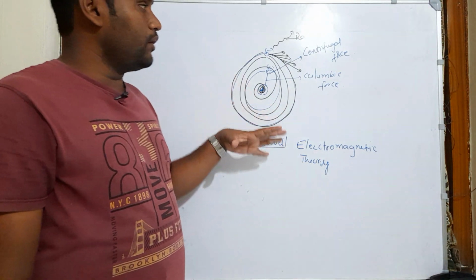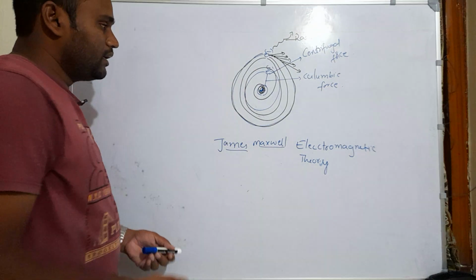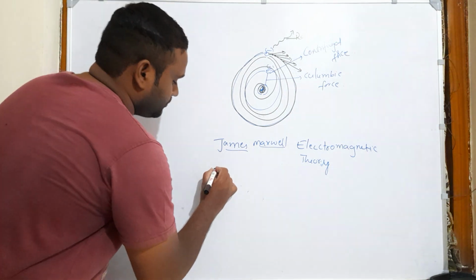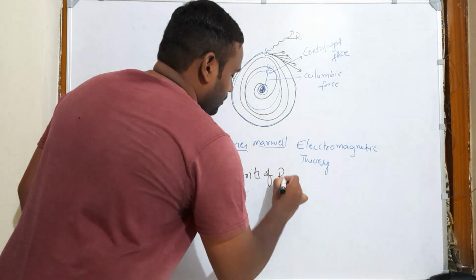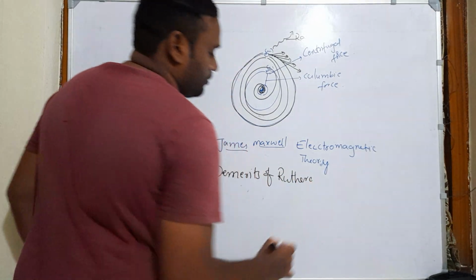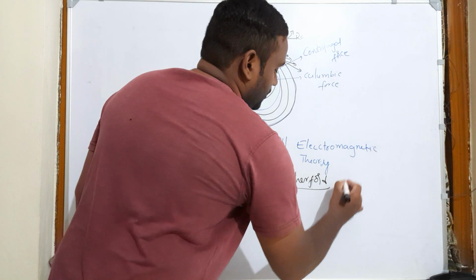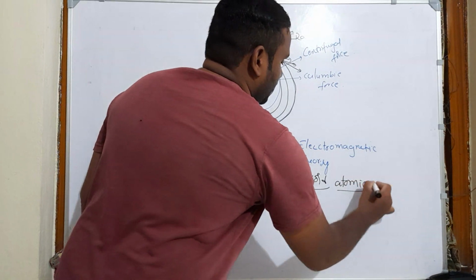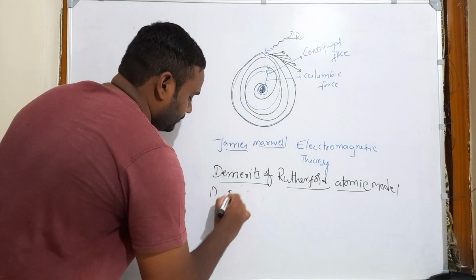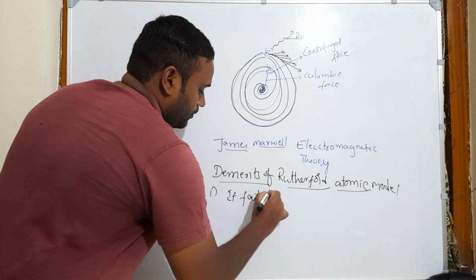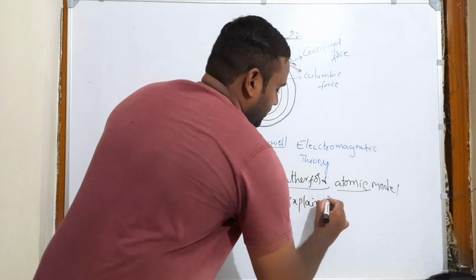So there are some failures in the Rutherford atomic model. What are the demerits of the Rutherford atomic model? The first one is that it failed to explain the stability of the atom.